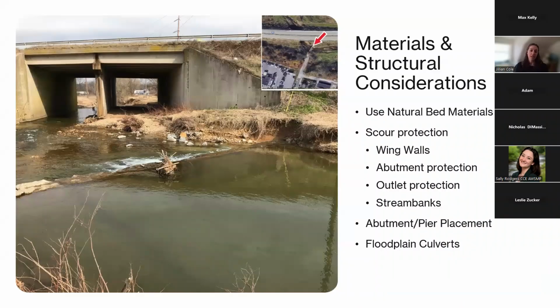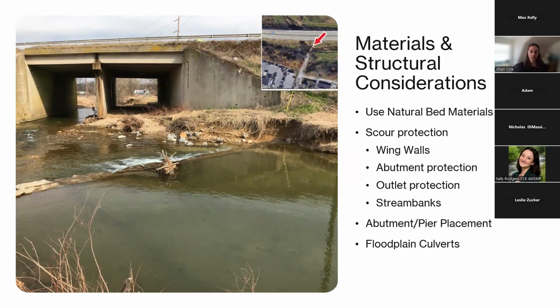And when looking at materials and structural considerations, use natural bed material whenever possible, really to maintain the stream function and aquatic organism passage. Scour protection around the abutments and wing walls, outlets if it's a culvert, and on the stream banks, both upstream and downstream of the crossing, needs to be evaluated to protect the channel and the structure.